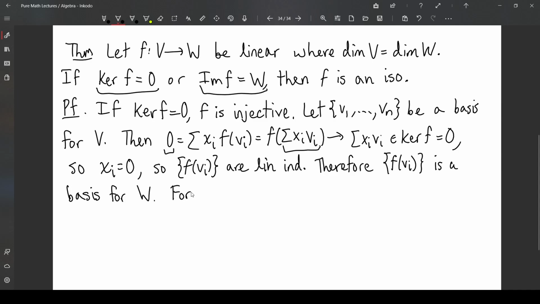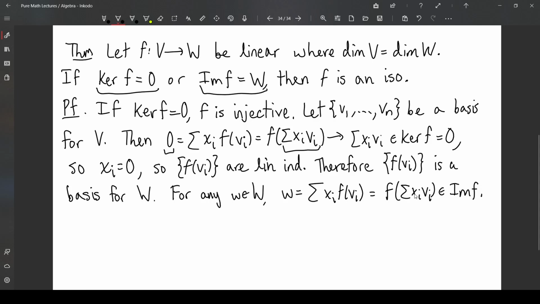So for any w in w, I can write w in terms of the f of v sub i, and then, since this is linear, I can turn this into f of the combination of xi vi, which is in the image of f by definition, right? It's f of some vector. So thus f is surjective. So we have f is injective and surjective, therefore it's bijective, and therefore it's an isomorphism.